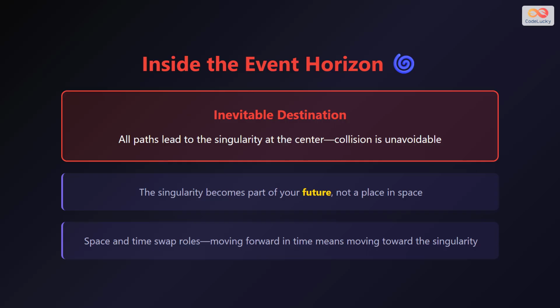Once inside the event horizon, the fate of anything is sealed. All paths lead inevitably to the singularity at the center. Collision with the singularity is unavoidable. Here's where things get truly mind-bending. The singularity becomes part of your future, not a place in space. Inside the event horizon, space and time actually swap roles. Moving forward in time means moving toward the singularity. You can no more avoid reaching the singularity than you can avoid moving forward in time.